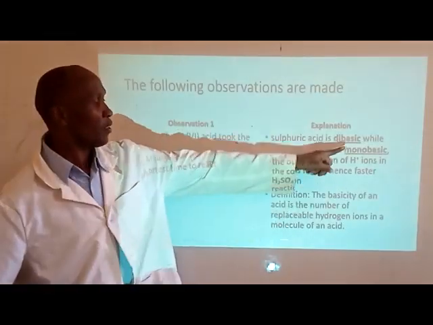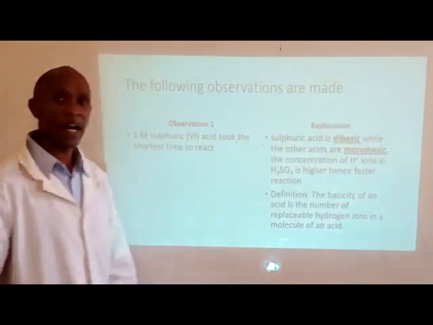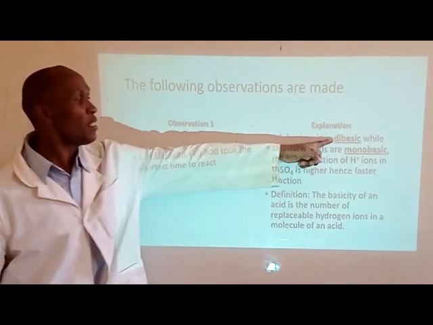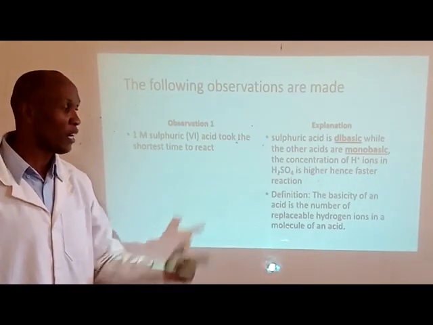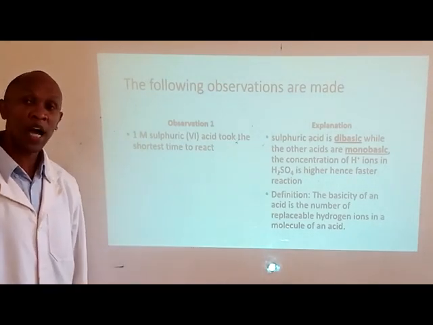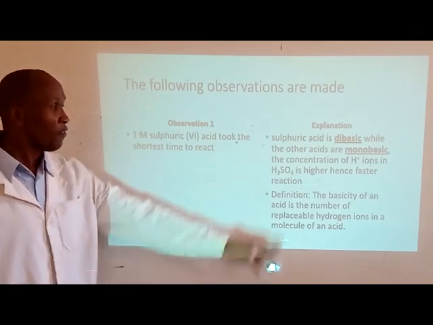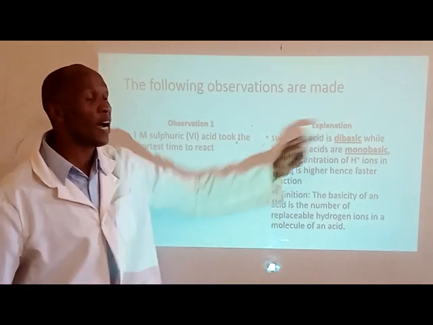Now there is a reason. Whereas the other acids were monobasic, sulfuric acid is dibasic. What do you mean by that? The basicity of an acid refers to the number of replaceable hydrogen ions per molecule. So sulfuric acid has 2 replaceable hydrogen ions. It is dibasic.